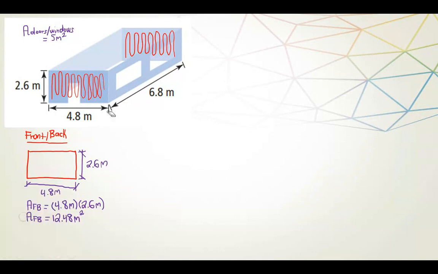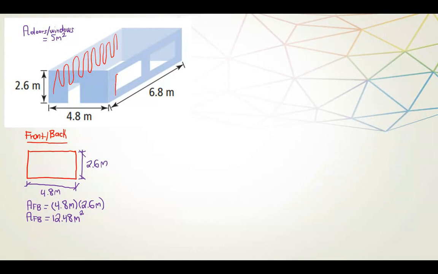Okay, let's go to the left and right side now. That's going to be this face, the left side, and this one right here. For the time being, don't worry about the windows. We'll subtract that off at the end of the problem. This is actually going to be quite a bit of a longer rectangle. This is going to be the left and the right face. It's going to have the same height as the rectangle on the left-hand side, but it's just going to be longer.